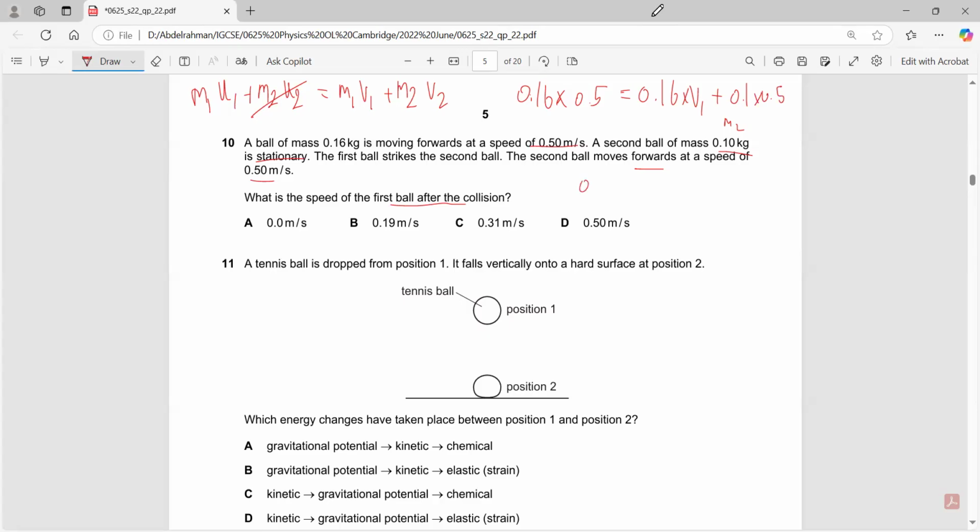Let's solve it. 0.16 times 0.5 is 0.08, equals 0.16 v1 plus 0.05. And then you just subtract 0.05. So you have 0.03 equals 0.16 v1. You need to divide by 0.16. I guess the final answer would be 0.19. Let me use the calculator. Okay.